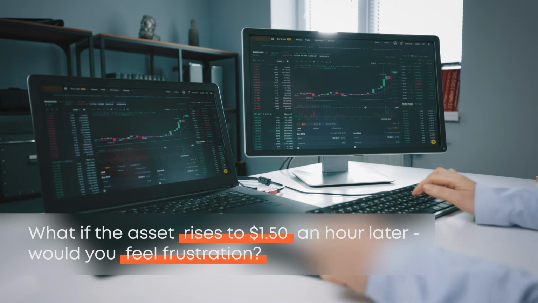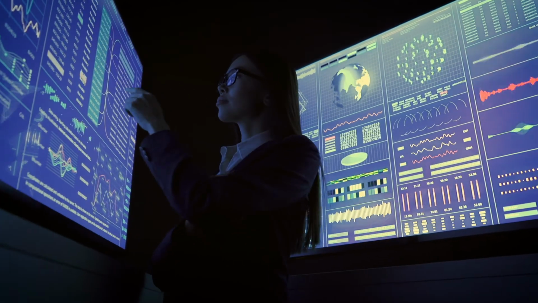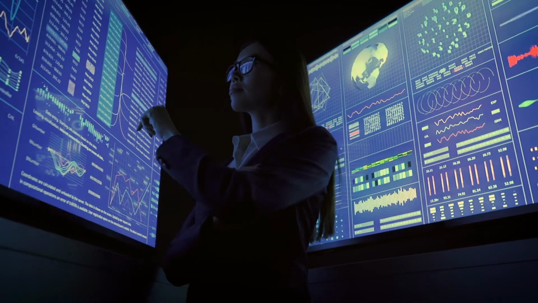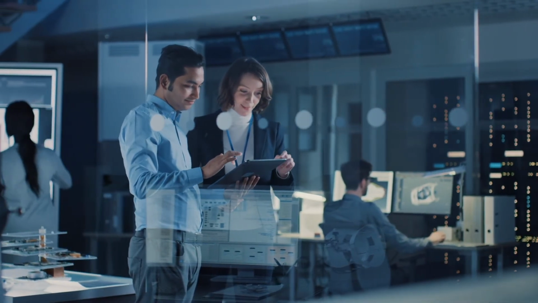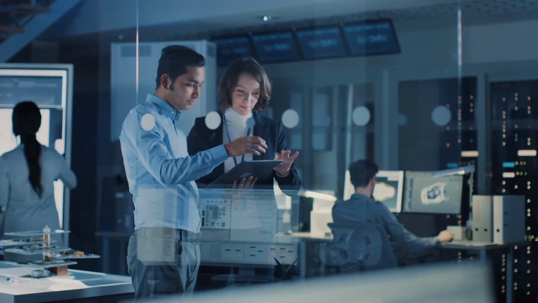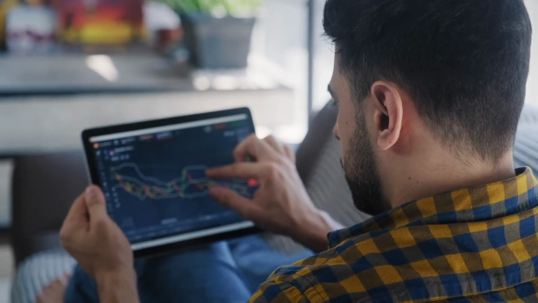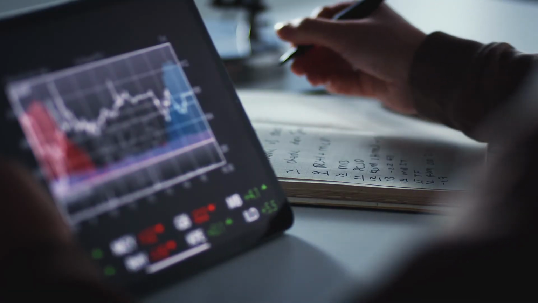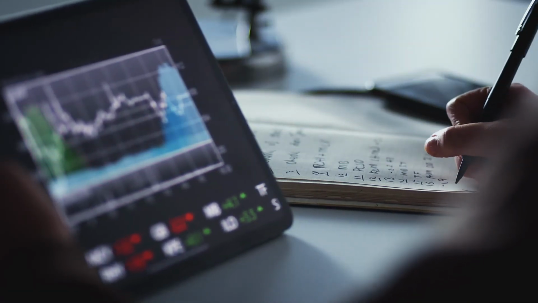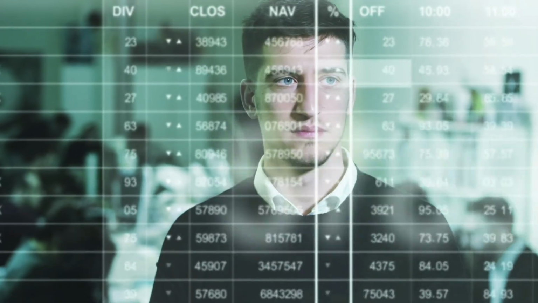Would you feel frustration? In conclusion, scalping is not a revolutionary strategy, but simply one of the many employed by traders on a daily basis depending on the goals and trading preferences of the individual. Scalping is all about small wins, not overnight success, and can be good for traders to squeeze momentum out of a small moving market.